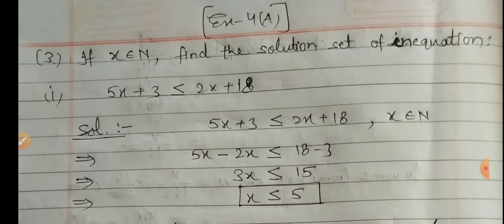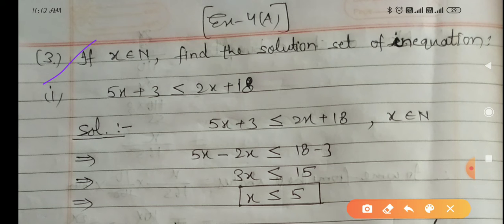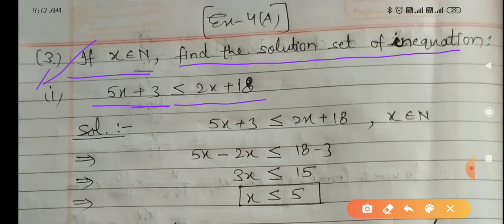You can see question number 3rd. Questions number 1st and 2nd are true false questions, so you can do the true false questions yourself. Now question number 3rd. If x belongs to natural numbers, find the solution set of the inequation 5x plus 3 is less than or equal to 2x plus 18.